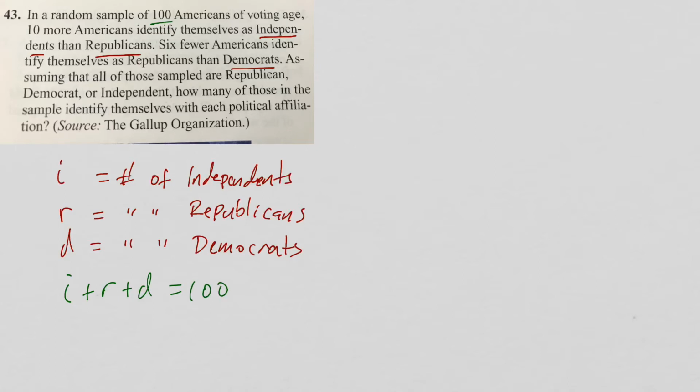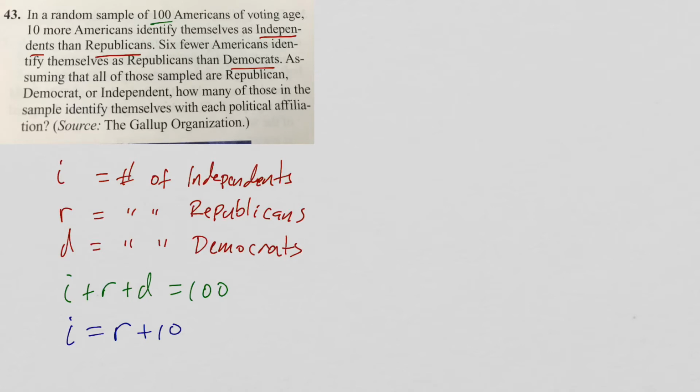Let's see. It says 10 more Americans identify themselves as independents than Republicans. So that means that in order to make them equal, we'd have to add to the smaller amount. So we'd add 10 to Republicans. So I is equal to R plus 10.